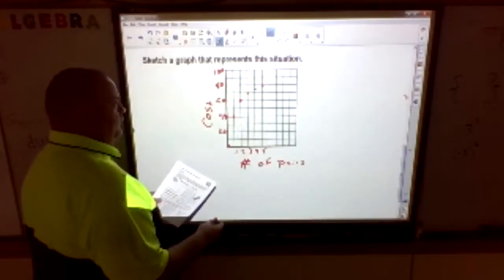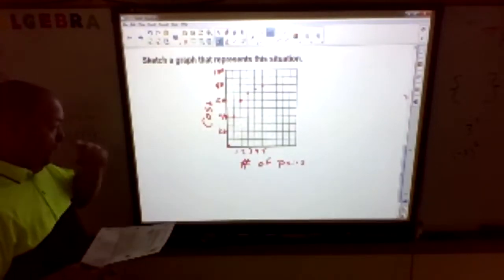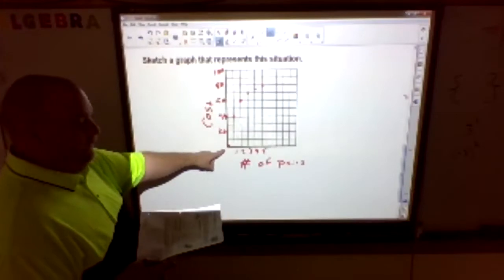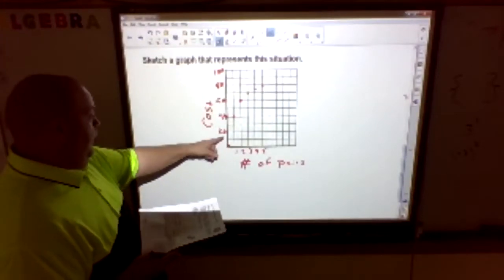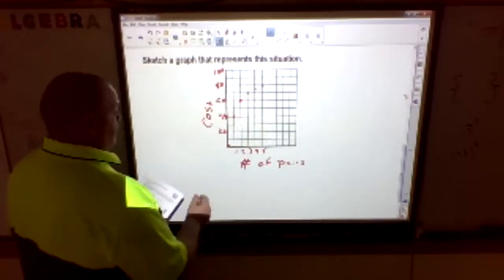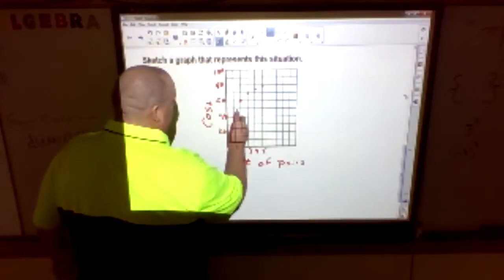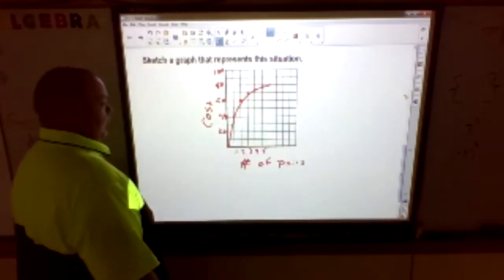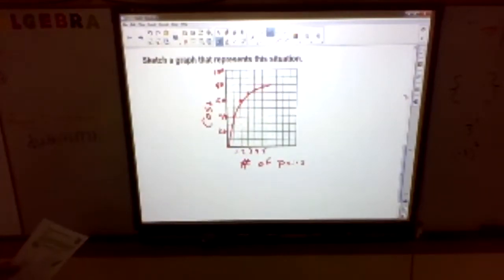Why do we start at 0, 0? Because that's the beginning. We have bought no pairs of shoes yet, and no pairs of shoes means we have no cost. Okay, so then we just follow the lines around. And that gives us our graph here.